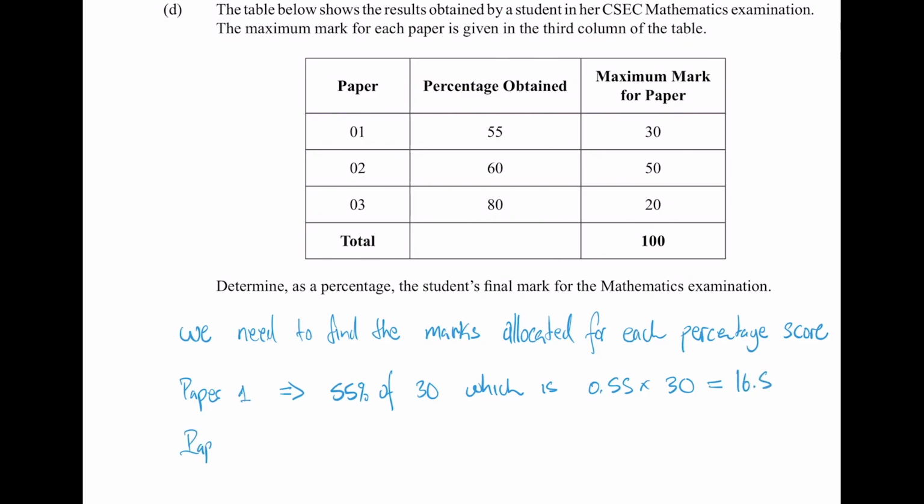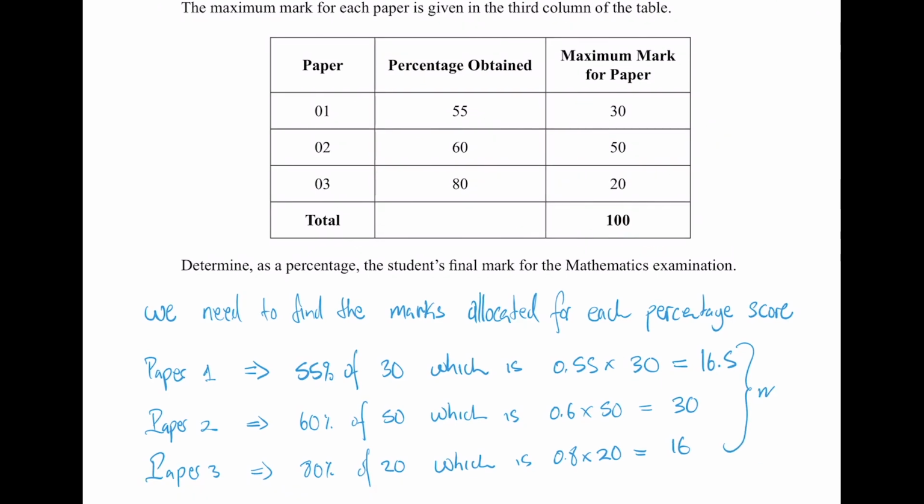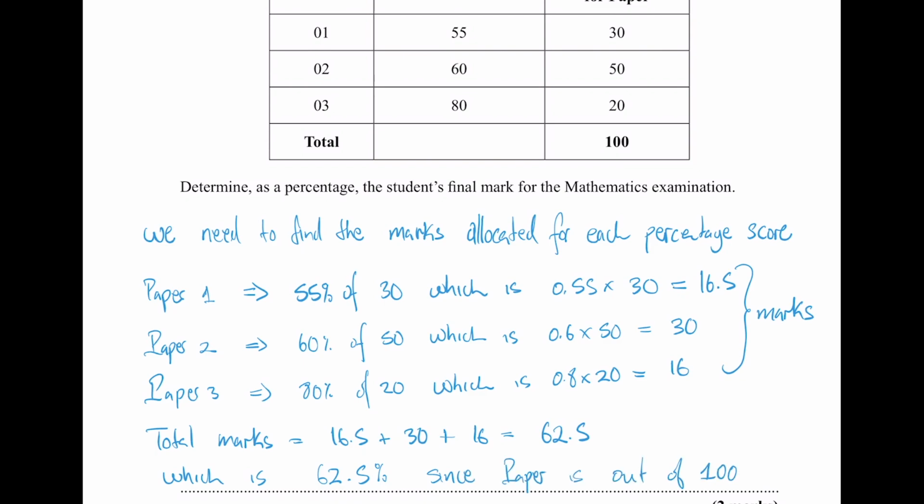For paper 2, we have 60% of 50, which is equal to 0.6 times 50, which gives us 30. For paper 3, we have 80% of 20, which is 0.8 times 20, which is 16 marks. And so we see that 16.5, 30, and 16 all represent marks. So we can use those to find the total marks, which is 16.5 plus 30 plus 16, which is equal to 62.5 marks. To find this as a percentage, we write it as 62.5% since the paper is out of 100 marks. That's it for question number 1, guys.